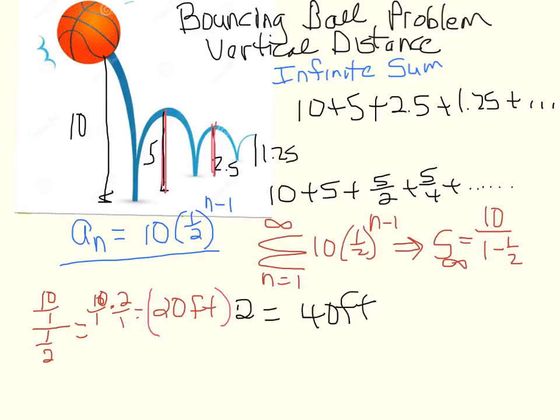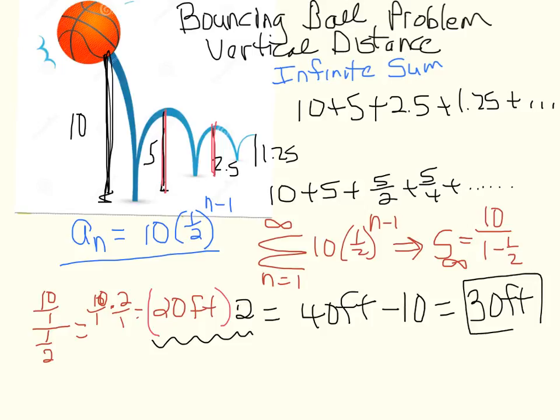Now there's one little thing wrong with that answer. The very first term, the ball is just going down. It's not going up and down. So what do we have to do to this 40 feet? We have to subtract that extra 10 feet that was included when we doubled the original sequence. So 40 feet minus 10 feet gives us 30 feet. So the total vertical distance that this ball travels would be 30 feet.